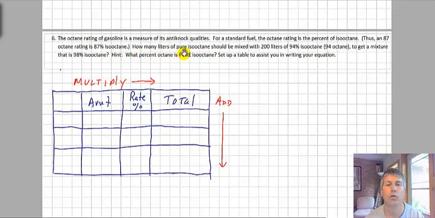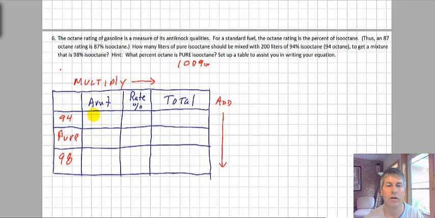So a word problem. How many liters of pure isooctane should be mixed with 200 liters of 94% isooctane, or 94 octane, to get a mixture that is 98% isooctane? So what percent is pure isooctane? Well, hopefully you know that that is 100%. So set up a table and let's write an equation here. We've got some 94% isooctane. We've got some pure isooctane, and we want to end up with 98% at the end.